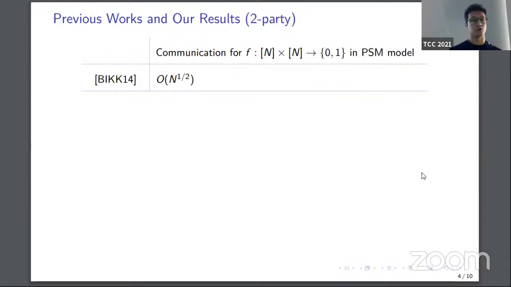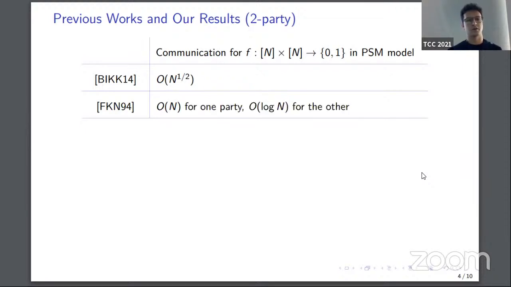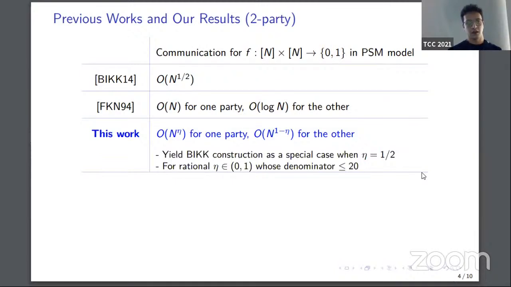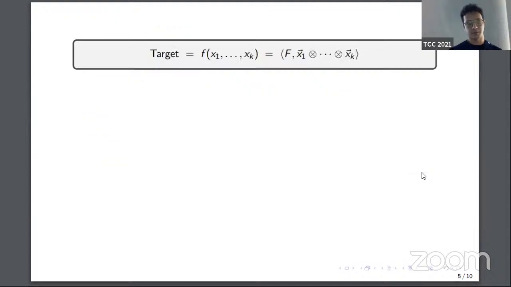We also have new results on two-party PSM. The best known two-party PSM is from BIKK, where the complexity is square root of n. In FKN, they show the first trivial one, but also it's possible to have one party send n bits and another one send log n bits. And here we have what we call unbalanced PSM, where one party is going to send something of size eta and another one of size 1 minus eta. We prove this for many rational etas.